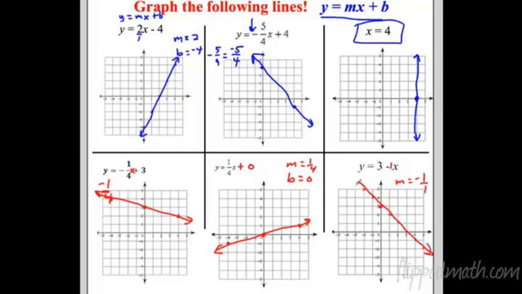Straight line through there. And good. I've got a negative slope, negative line, so I am good to go on that. Fantastic. Let's keep this rolling.